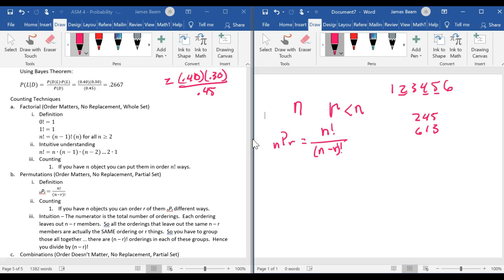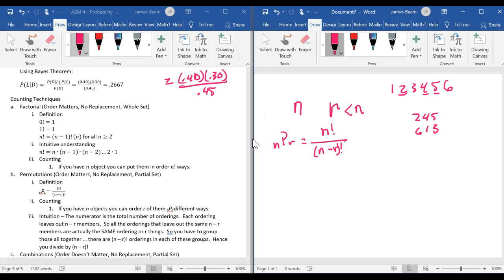Most of the students don't need to memorize this. They need to know where to find these things on the calculator, right? So the intuition here is the order matters. I'm not replacing anything, but I'm only taking part of the set, right?